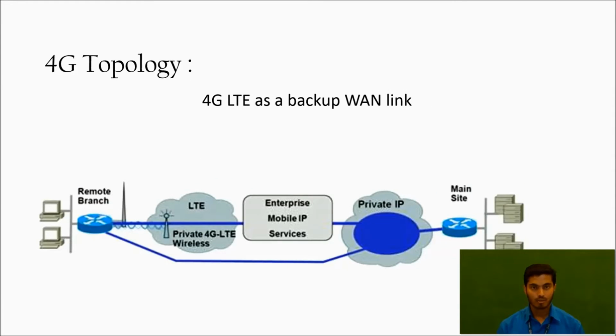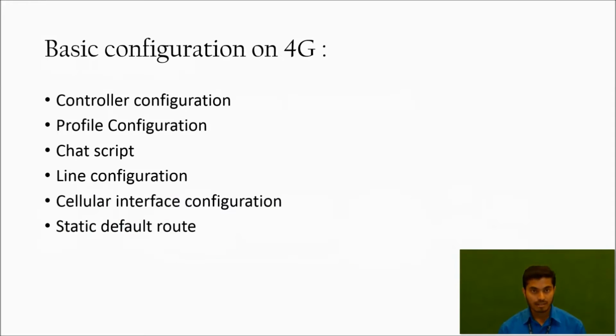Here is the topology of 4G used as a backup WAN link. The main target service is remote branch office backup, wherein most of the organizations are planning to replace the existing T1, T3, ISDN or 3G services. So let's start with the configuration on the 4G.